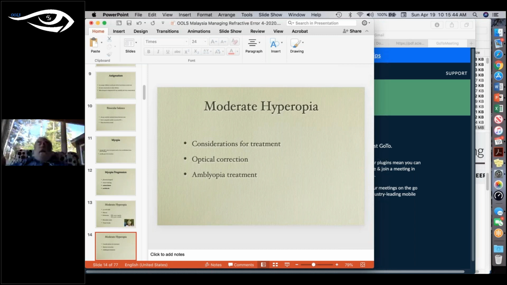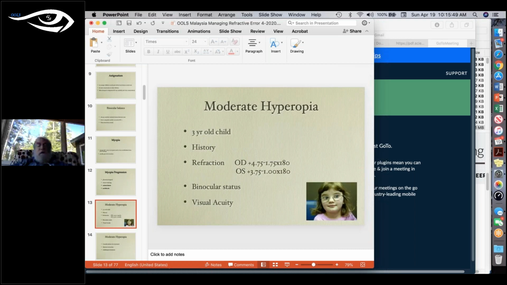Now, let me give you a second possibility. Let's say in the second possibility, instead of the visual acuity being equal, and the reason that it was equal in the first case is because the crossing, the strabismus, the accommodative esotropia, was just beginning. It had not had time to set. So the visual acuity on the right eye had not really had an opportunity to decrease dramatically.